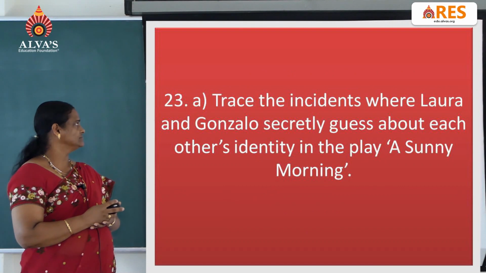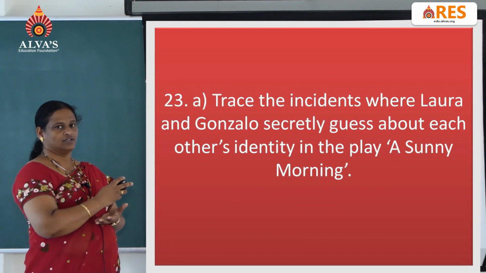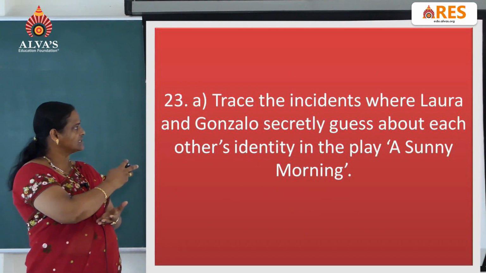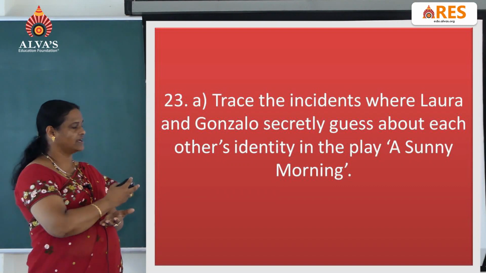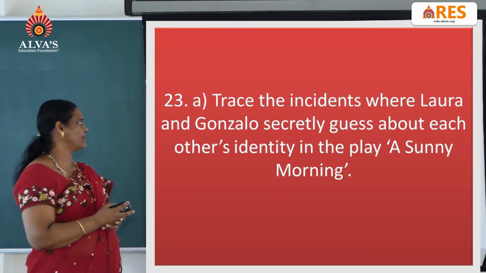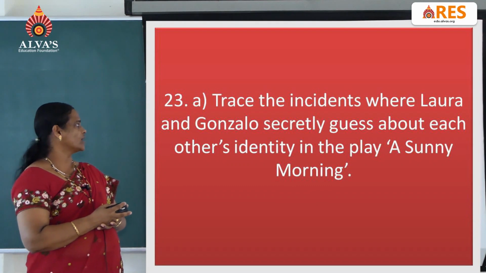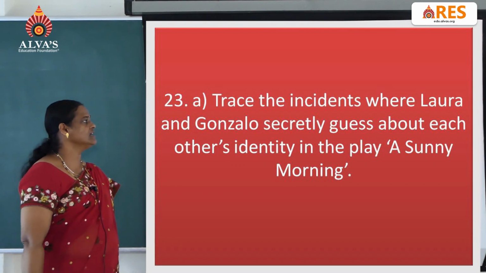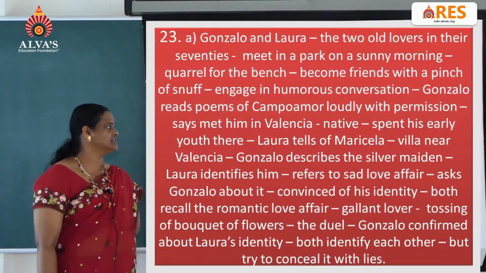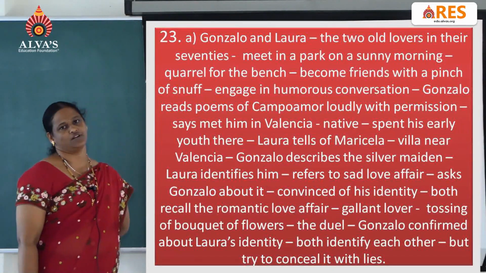The first question, there is internal choice. There are 3 questions. You can answer any one of these. Trace the incidents where Laura and Gonzalo secretly guess about each other's identity in the play A Sunny Morning.